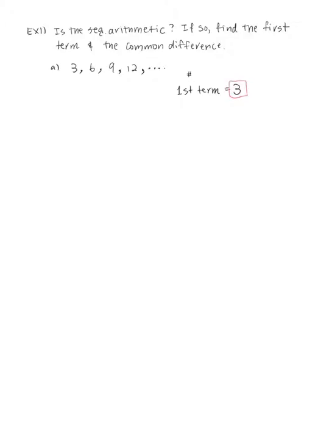Now, do we have any common difference here? Starting from 3, in order to get 6, I need to add 3. From 6, how can I get to 9? Add 3. And then from 9 to 12, add 3. So, yes, we do have a common difference, and this sequence is going to be arithmetic. In this case, first term is 3, and our common difference d is going to be 3. So, let me just box these two. And I should answer, yes, it is arithmetic.